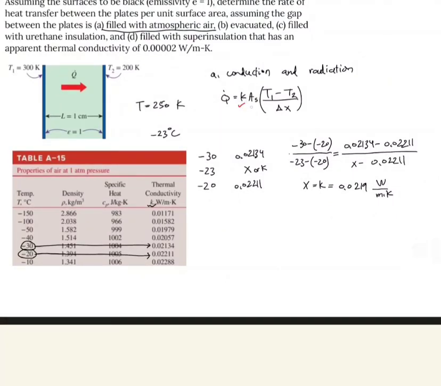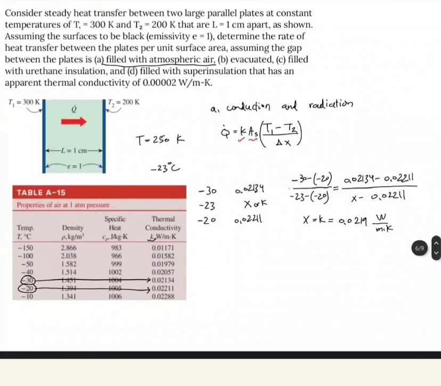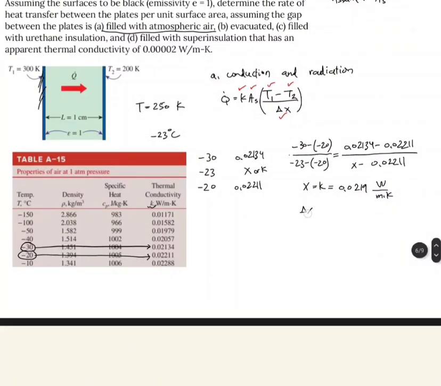Now we know K, right? Do we know the surface area? Well, we can make assumptions because in the question it doesn't say what is the area. So we can assume AS is just 1 meter square, right? Area of this plate is 1 meter square. So now we know AS, we know K, we know T1, we know T2, we know delta X. And delta X, which is this L here, equals 0.01 meter.